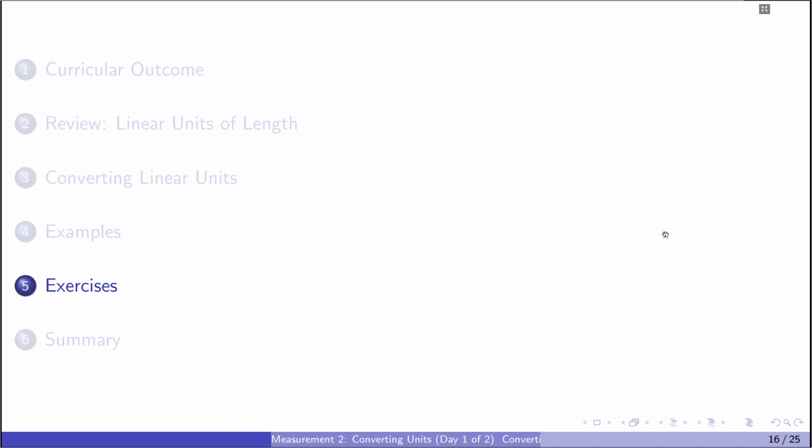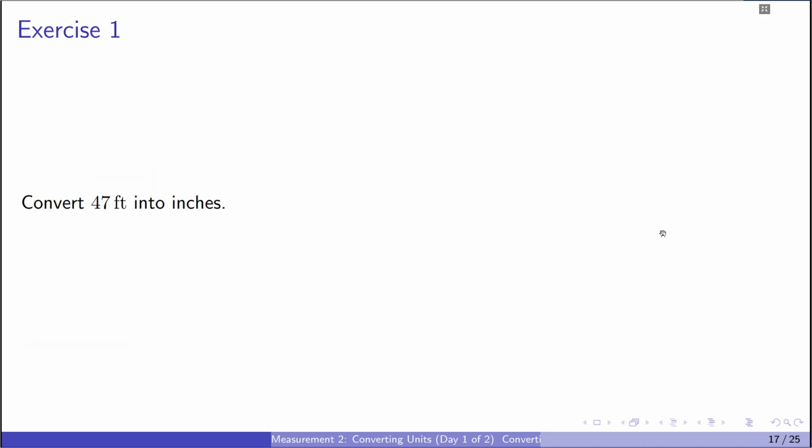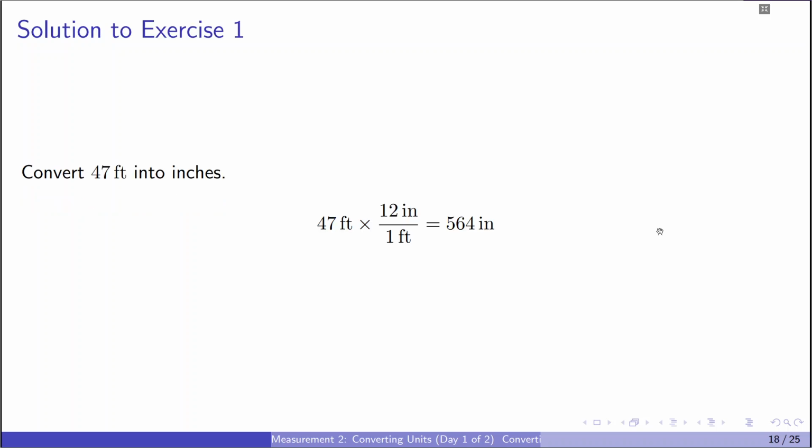Exercises, some to try yourself. Convert 47 feet into inches. This should be able to be converted with a single conversion factor. Pause now. Take the time you need. All right, so we cancel our feet by putting feet in the denominator. That's 12 inches in the numerator. It's 564 inches.